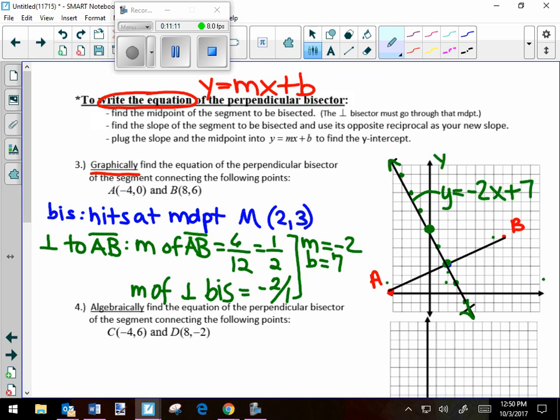So there's the y-axis, there's the x-axis. Don't forget to label those. That's my final answer, the equation of that line.